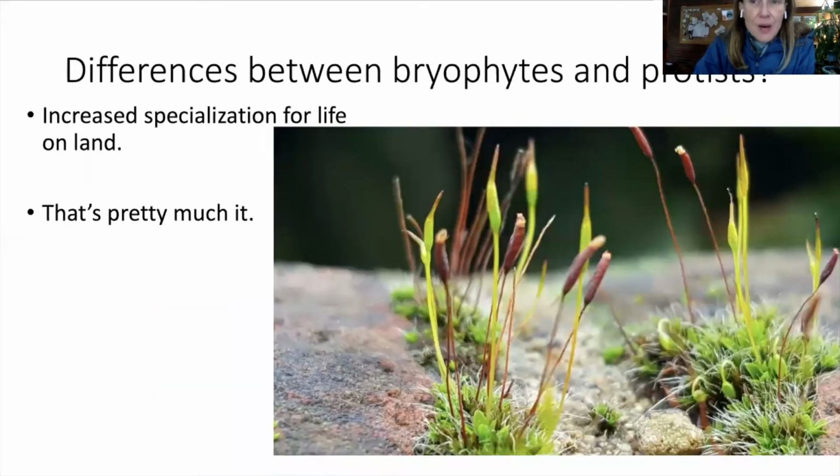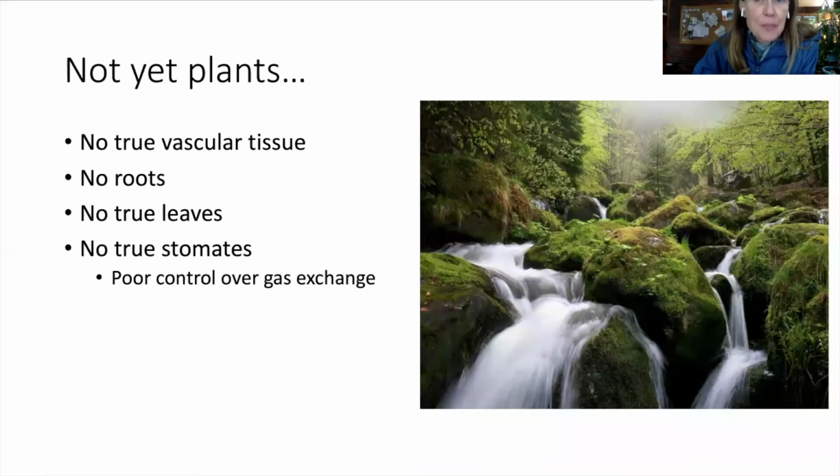And so that's how I think of bryophytes. They're a way to live on land for a really simple organism, a really simple photosynthetic organism. Really, the only difference between bryophytes and protists is that they're just more specialized. That's it. They have very few but very specific specializations for life on land to prevent drying out and to facilitate reproduction. And I'm going to talk about them.